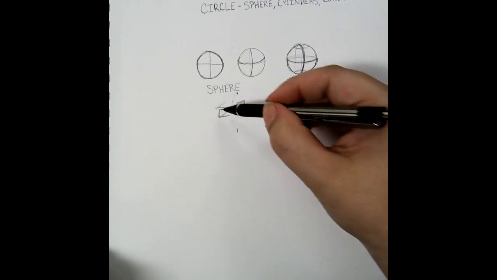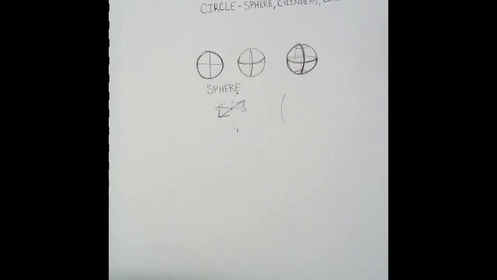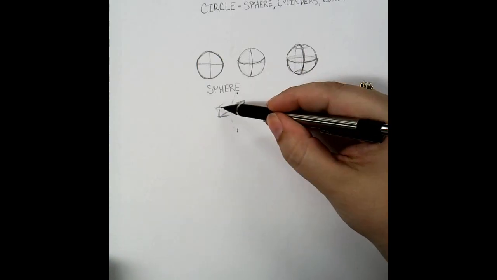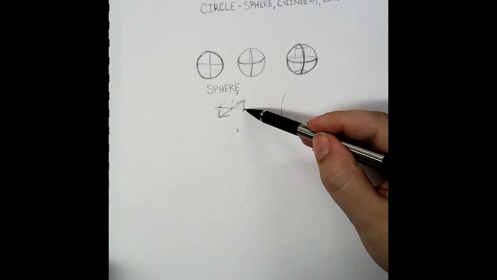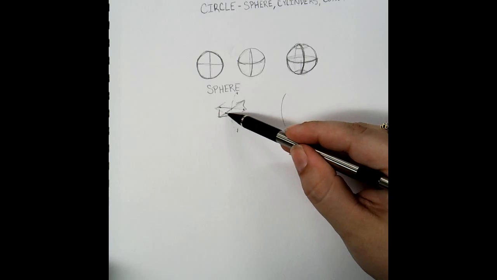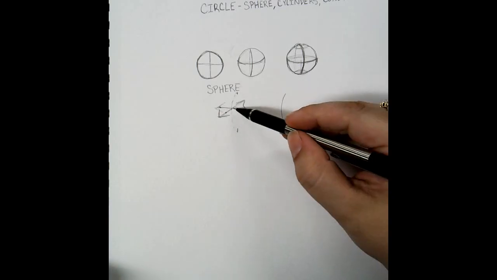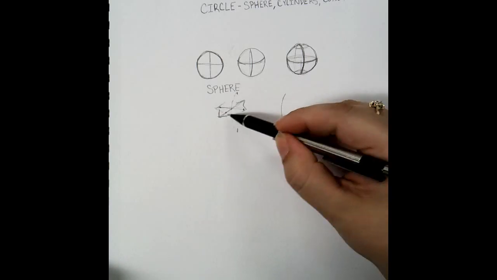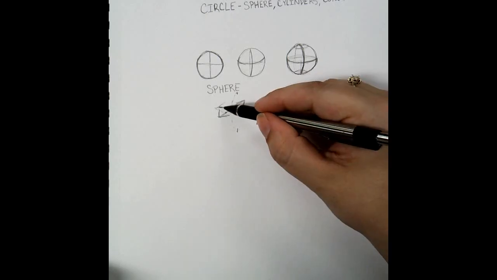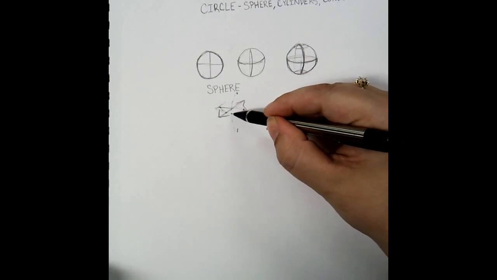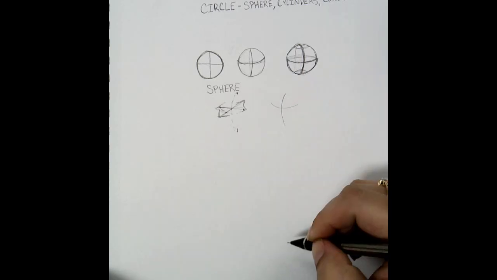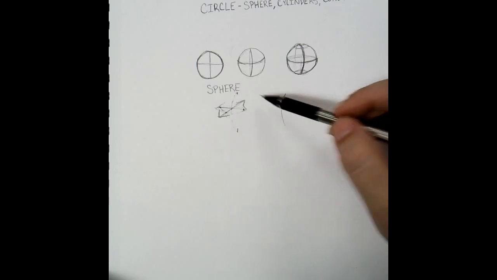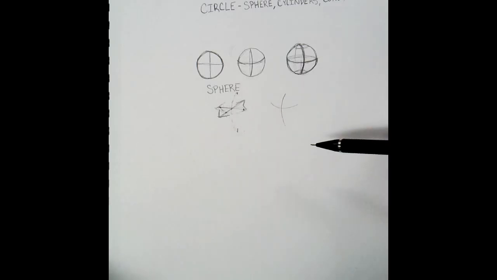Now my line for the front of my face needs to meet right here and right here. However, in order for it to have dimension on this axis, I need to bring it slightly forward. So I'm going to choose a point along this axis to curve as well. You don't really have to draw all this out. You can just draw these curves and adjust them as you see fit.